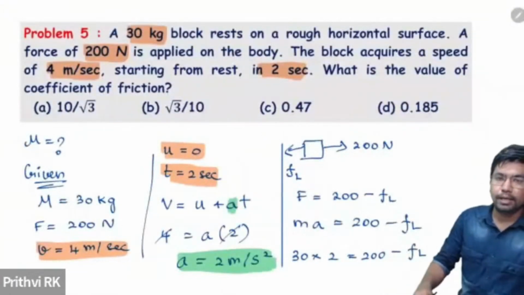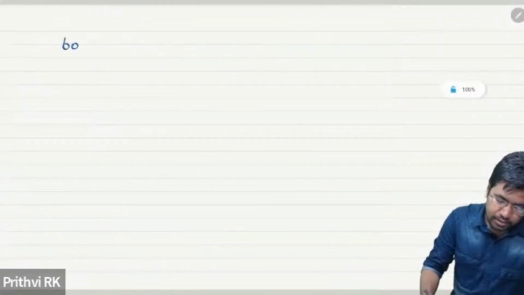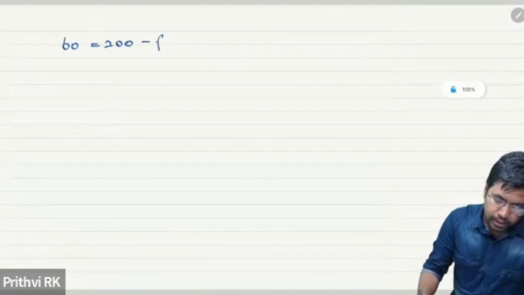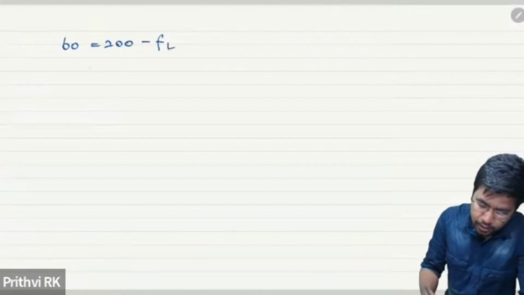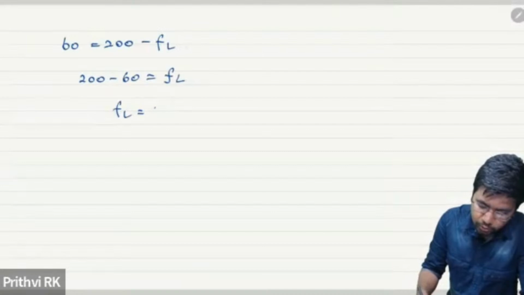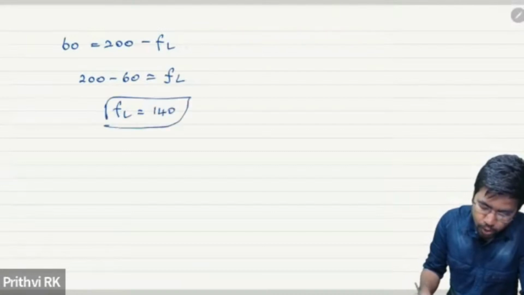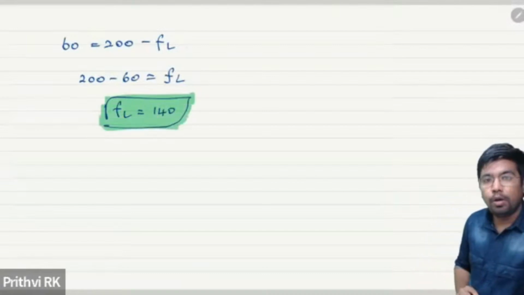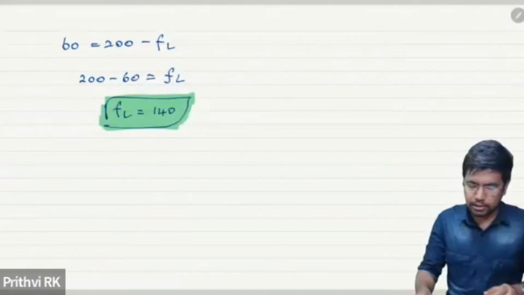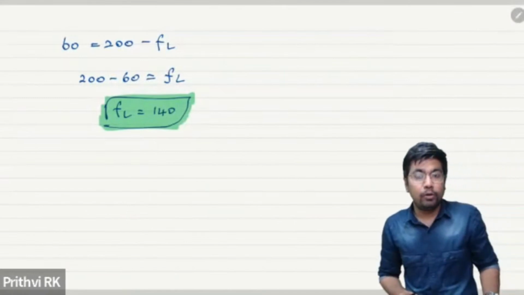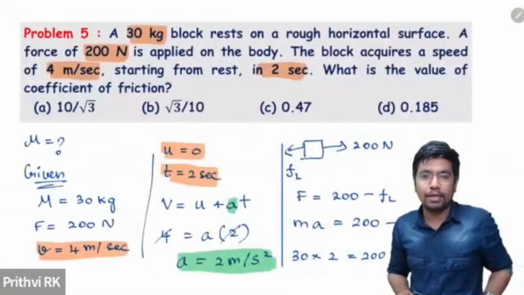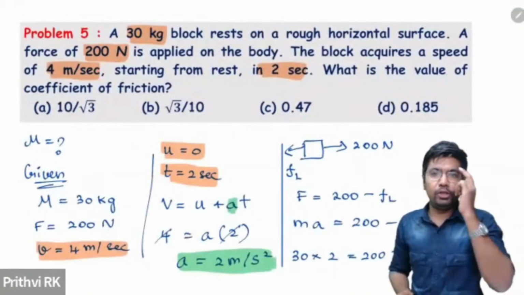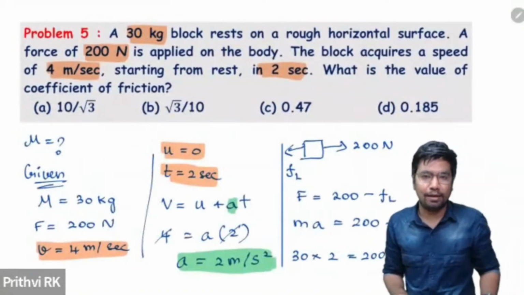Here, 30 into 2, I'm going to write as 60, equal to 200 minus the frictional force FL, right? Now 200 minus 60 will be equal to the frictional force FL. So the frictional force FL will be equal to 140. That's it, right? Now we have found the frictional force. What did they actually ask? The value of the coefficient of friction. That's what they asked, right?